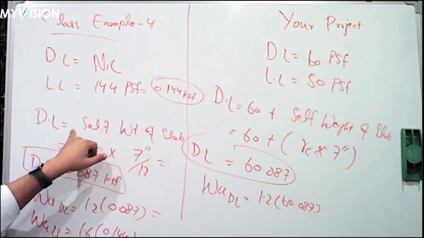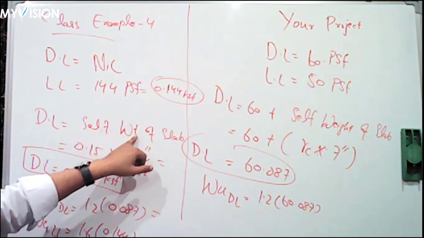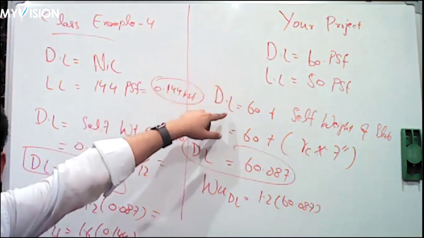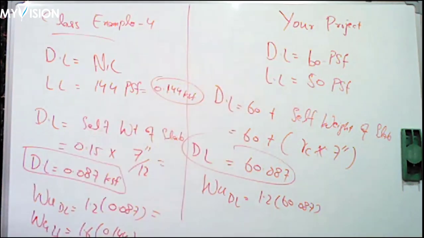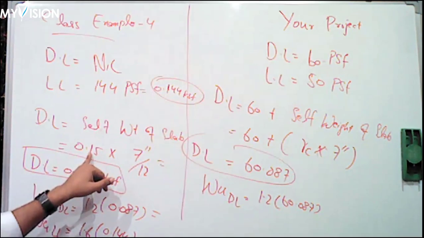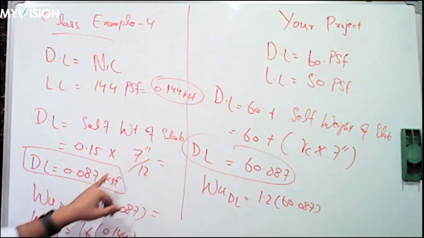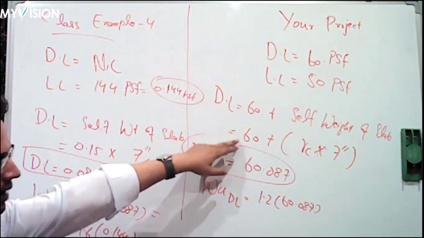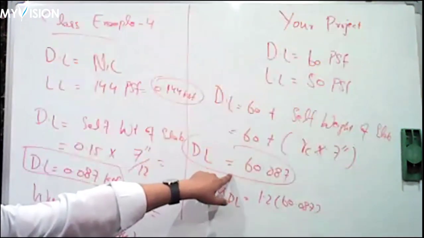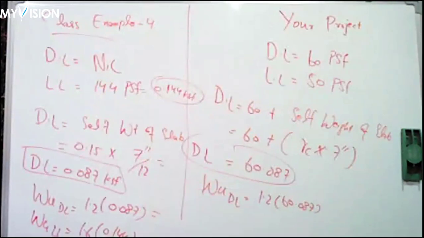In this case, dead load will be equal to self weight of the slab. But in this case, dead load is 60, the given value, plus self weight of the slab. Self-weight can be calculated by unit weight of the concrete multiplied by thickness, which gives you the answer 0.087 KSF. Over here, 60 plus self-weight of the slab gives you the answer 60.087. After that, you can calculate WU dead load and WU live load.